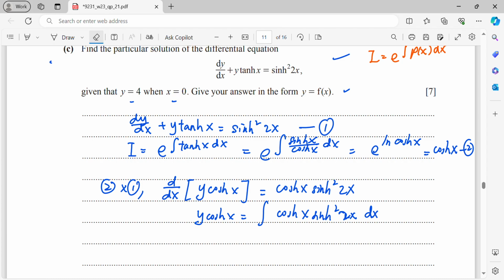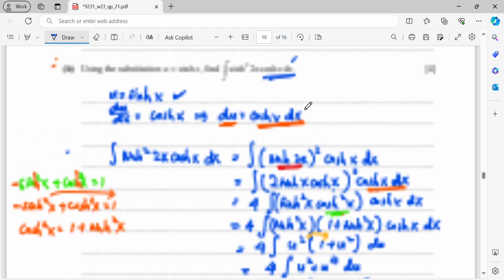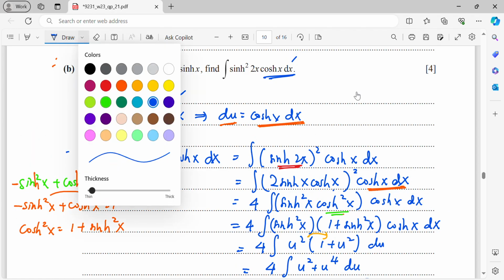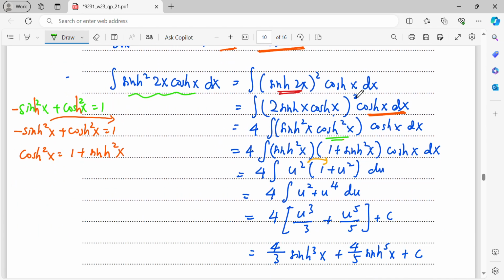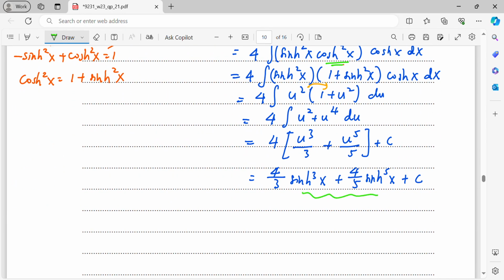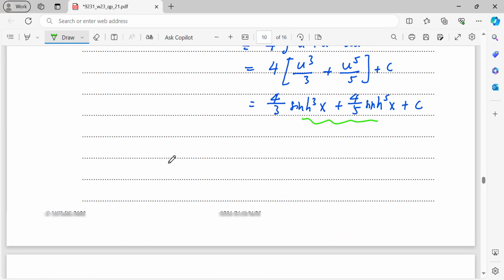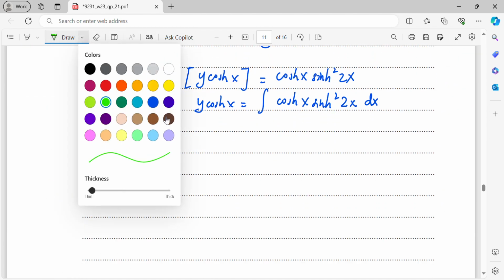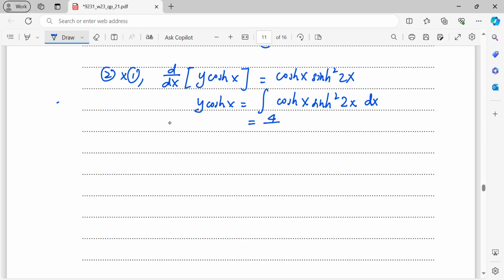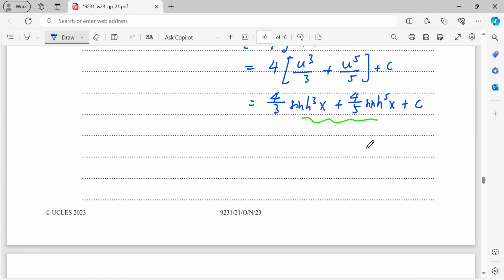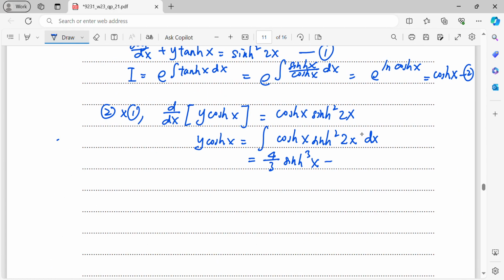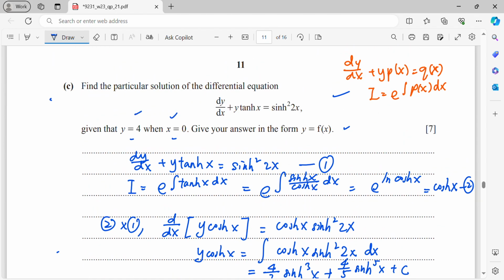This integration we have solved in the previous part: cos x times sin²2x, which is here. That means I will just copy the result. So here it will be 4/3 sin³x plus 4/5 sin⁵x, then plus c. And now, replace x by 0, y by 4.